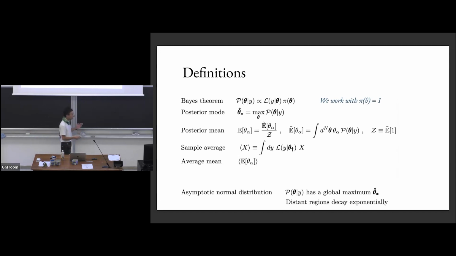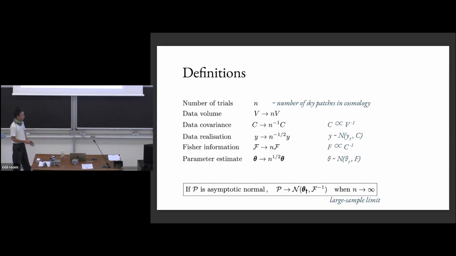So we'll proceed with this proof for asymptotic normal distributions, which means that my distribution has a global maximum, the mode, and departing from the mode, distant regions decay exponentially. Said differently, asymptotic normal distributions in the large sample limit tend to a Gaussian whose variance is given by the inverse Fisher. And here I will assume no model misspecification, meaning that my data is generated by a process which is well described by my model, such that this Gaussian is centered on the truth, okay?